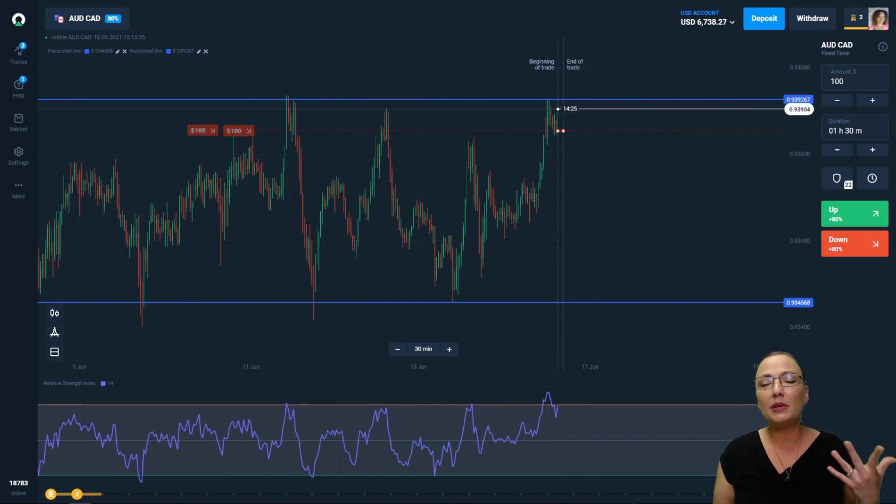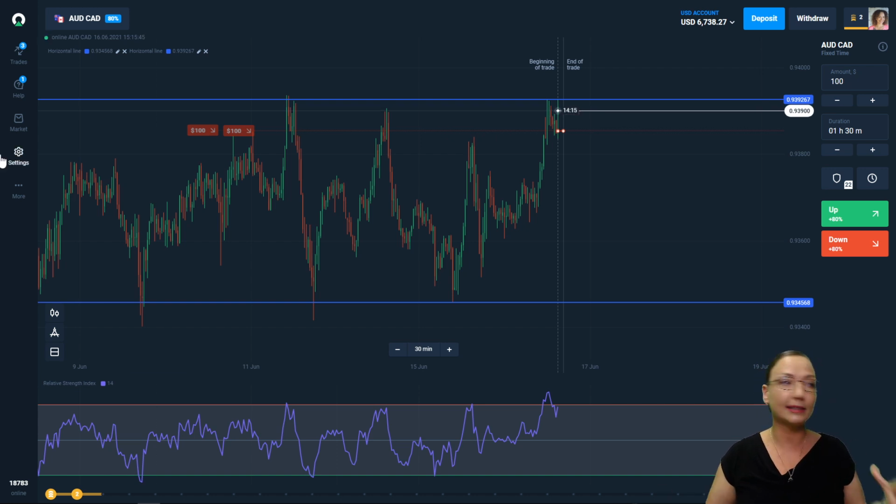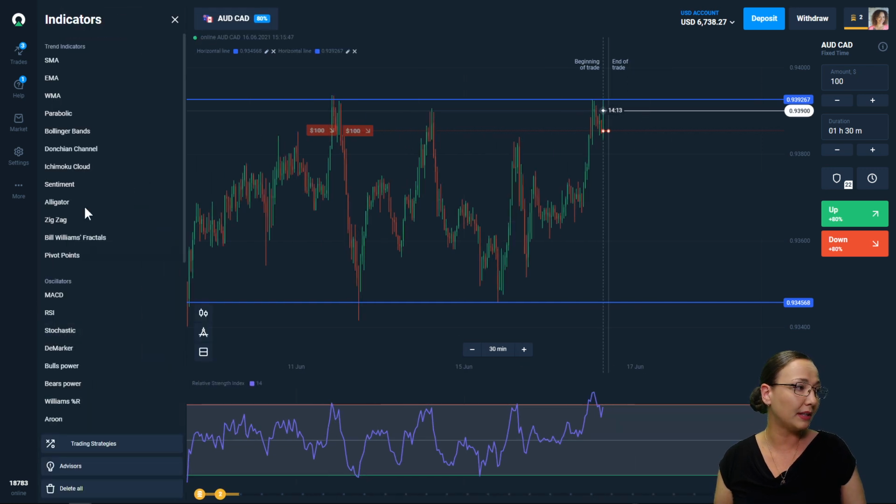By the way, if you need help identifying levels of support and resistance, you can actually use a tool called the Bill Williams fractals, which show you the highest highs and the lowest lows. You can find them in the indicators.